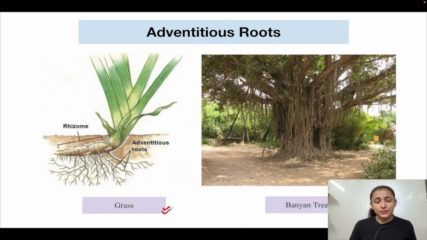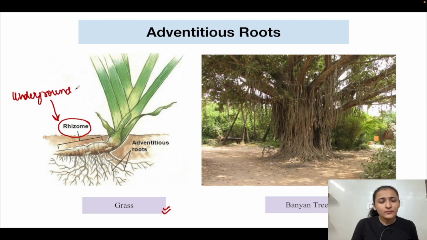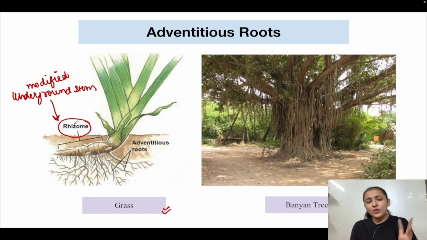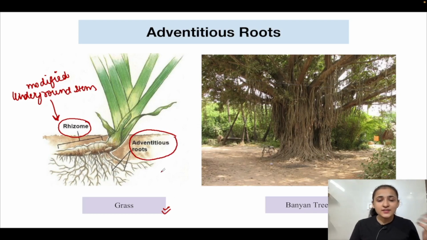See, in grass also, a rhizome is present from where the adventitious roots arise. Now, a rhizome is nothing but a modified underground stem. Okay, it is a modified underground stem which is known as a rhizome. And from rhizomes arise certain roots, and since they are arising from the rhizome, and a rhizome is ultimately what? A modified version of stem. These roots are known as adventitious roots, and these can be seen in grasses.